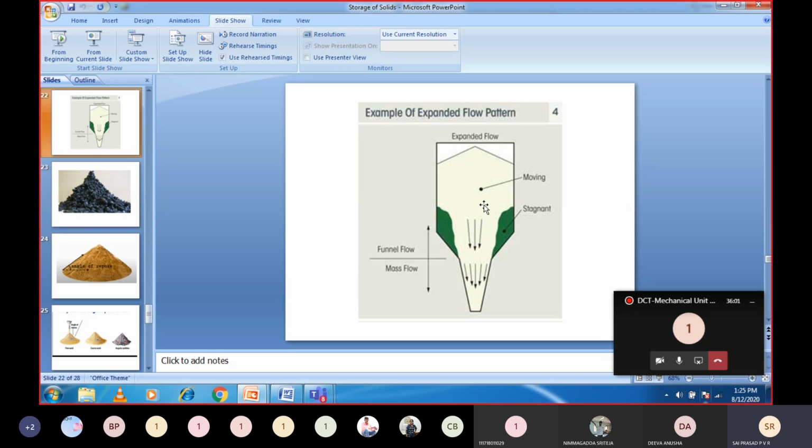This is the example of a funnel flow, in which we are giving a chance for non-uniform forces on the sides, and then the metal may fail. So what we want is, once you open the wall, a level of solids should uniformly try to come down. That is important.